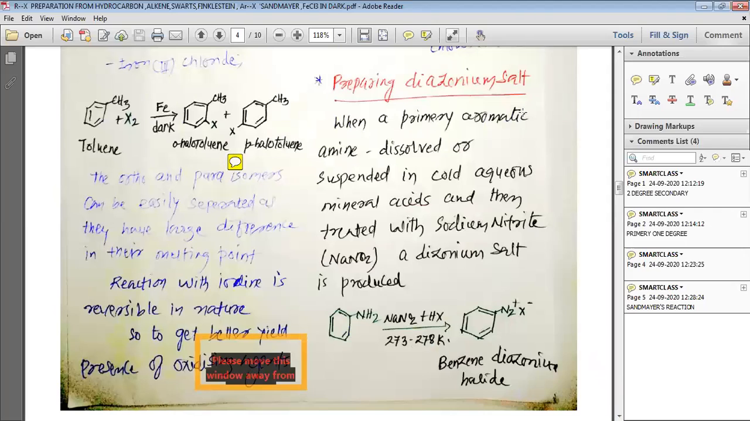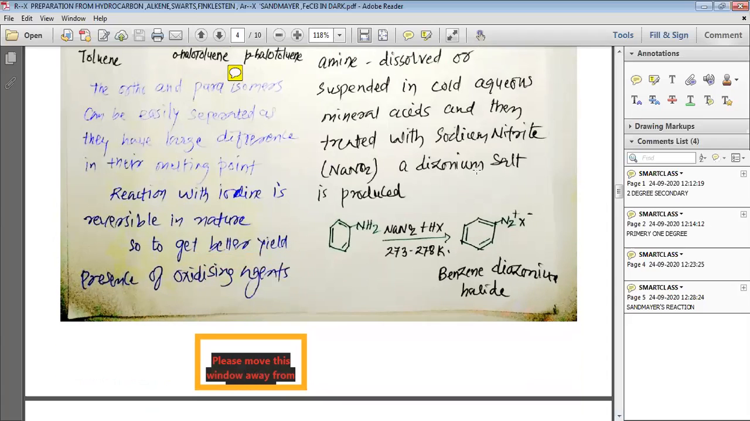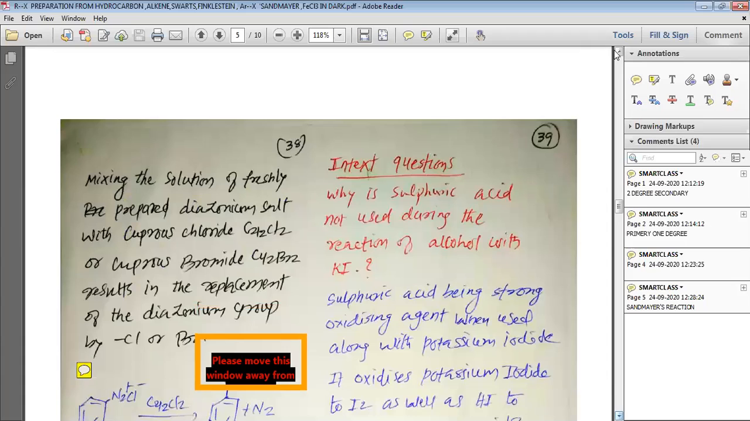Now we need to understand preparing diazonium salt. Please remember, my dear students, that on benzene, if you have N2+ and Cl- or N2+ and X-, such a compound is known as benzene diazonium halide. Here the N2 is known as the diazo group, and that is why it is known as benzene diazonium halide. When a primary aromatic amine, dissolved or suspended in a cold aqueous mineral acid, is treated with sodium nitrite NaNO2, a diazonium salt is produced. Yesterday we discussed the whole process.